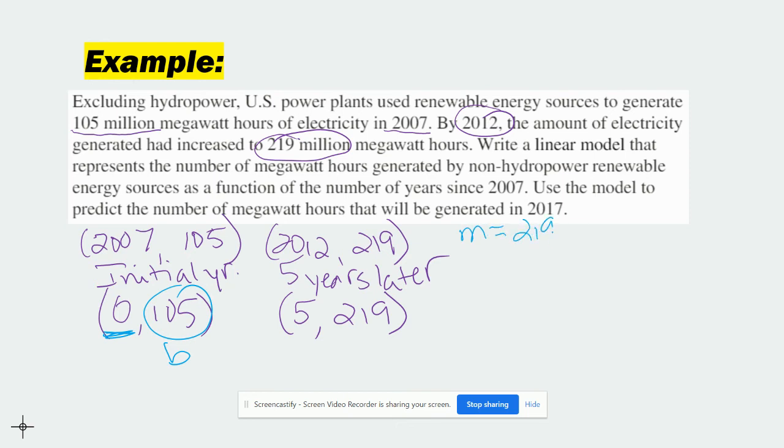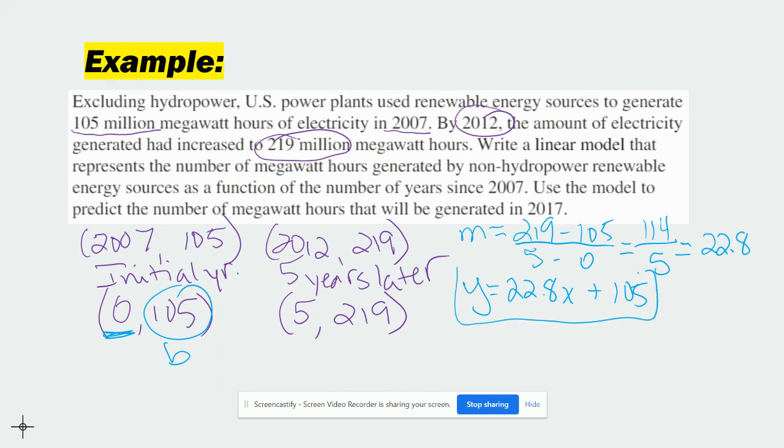So we have 219 minus 105 over 5 minus 0. It's going to be 114 over 5. And in this case, we'll go ahead and divide that, and we get 22.8 for slope. So y is equal to 22.8x plus 105. And so this is writing our linear model. That's the first thing they asked us to do, write a linear model.